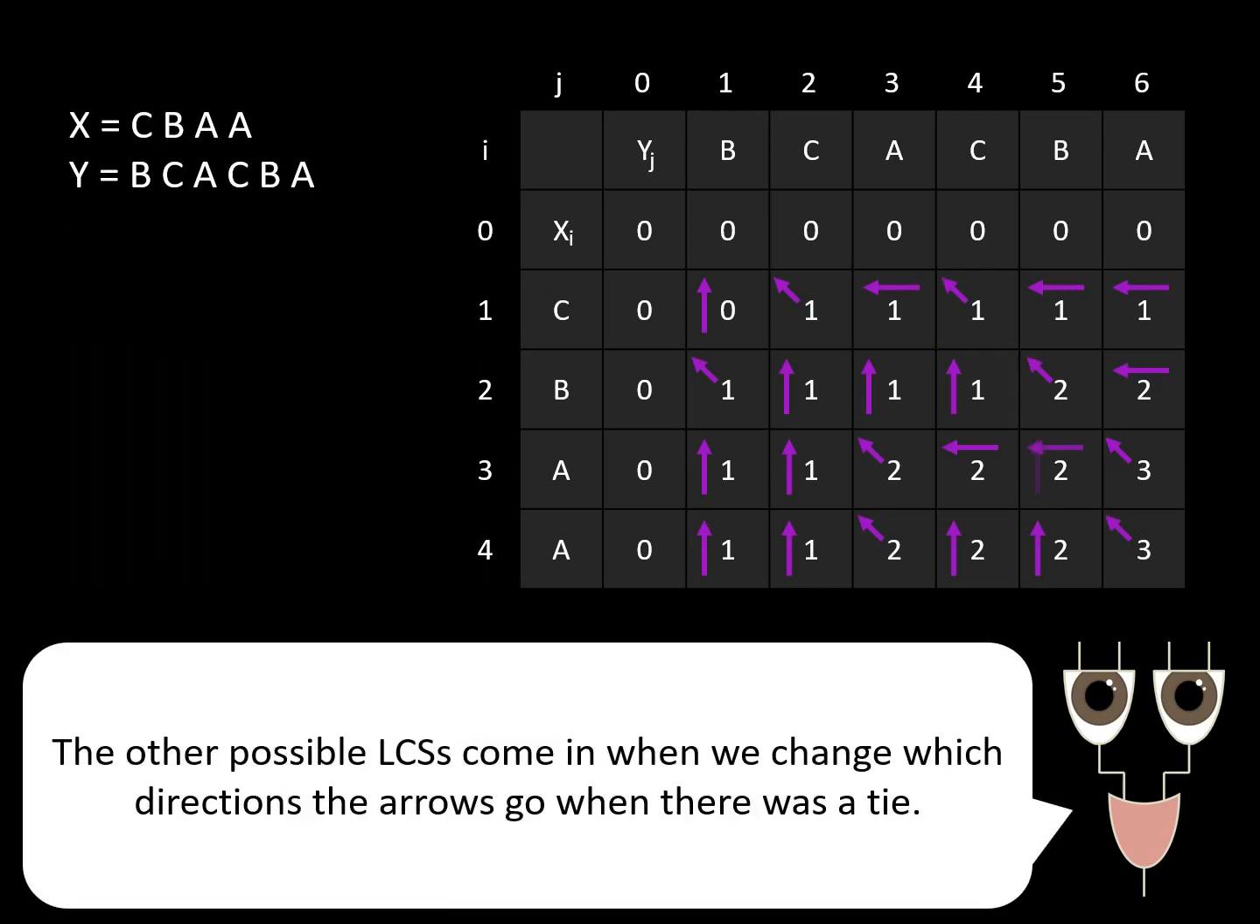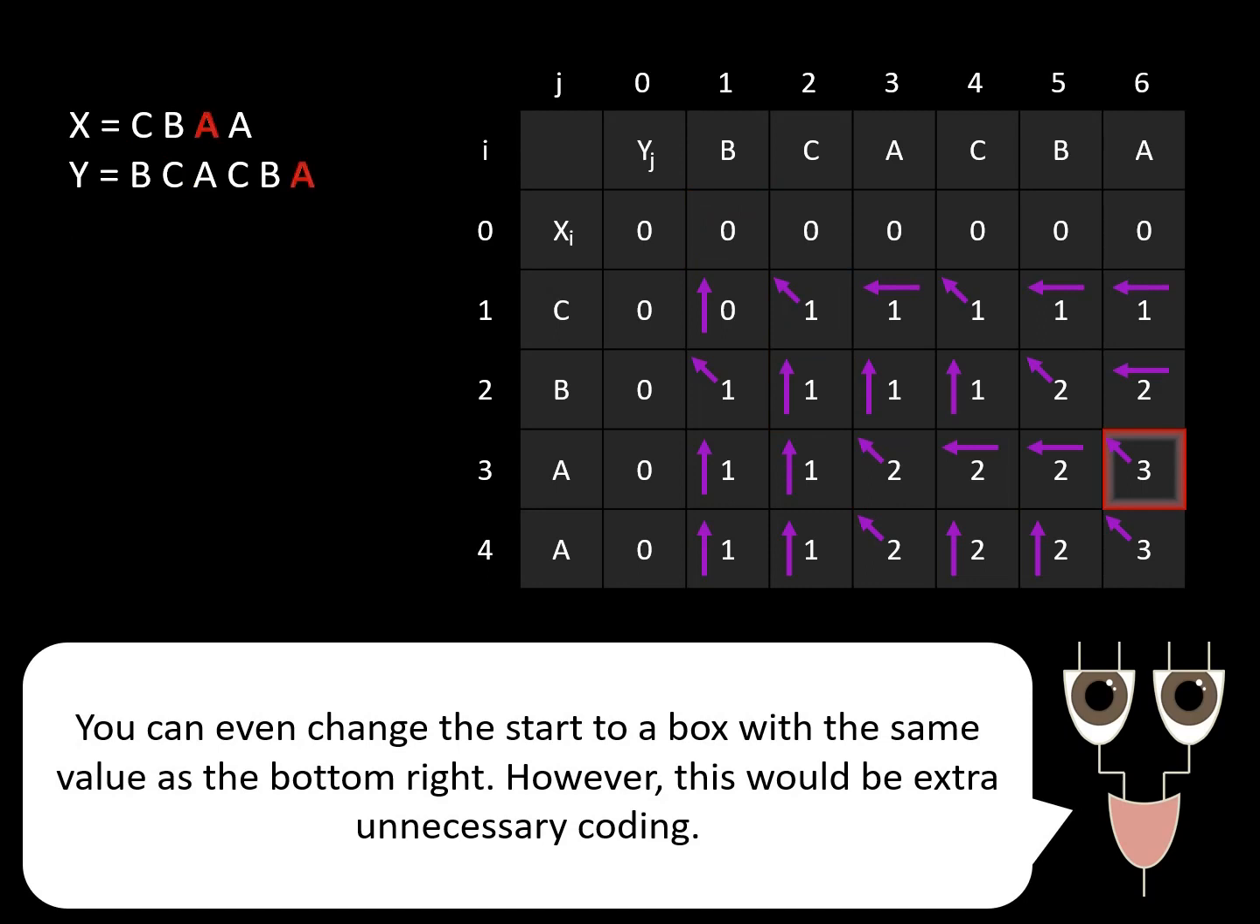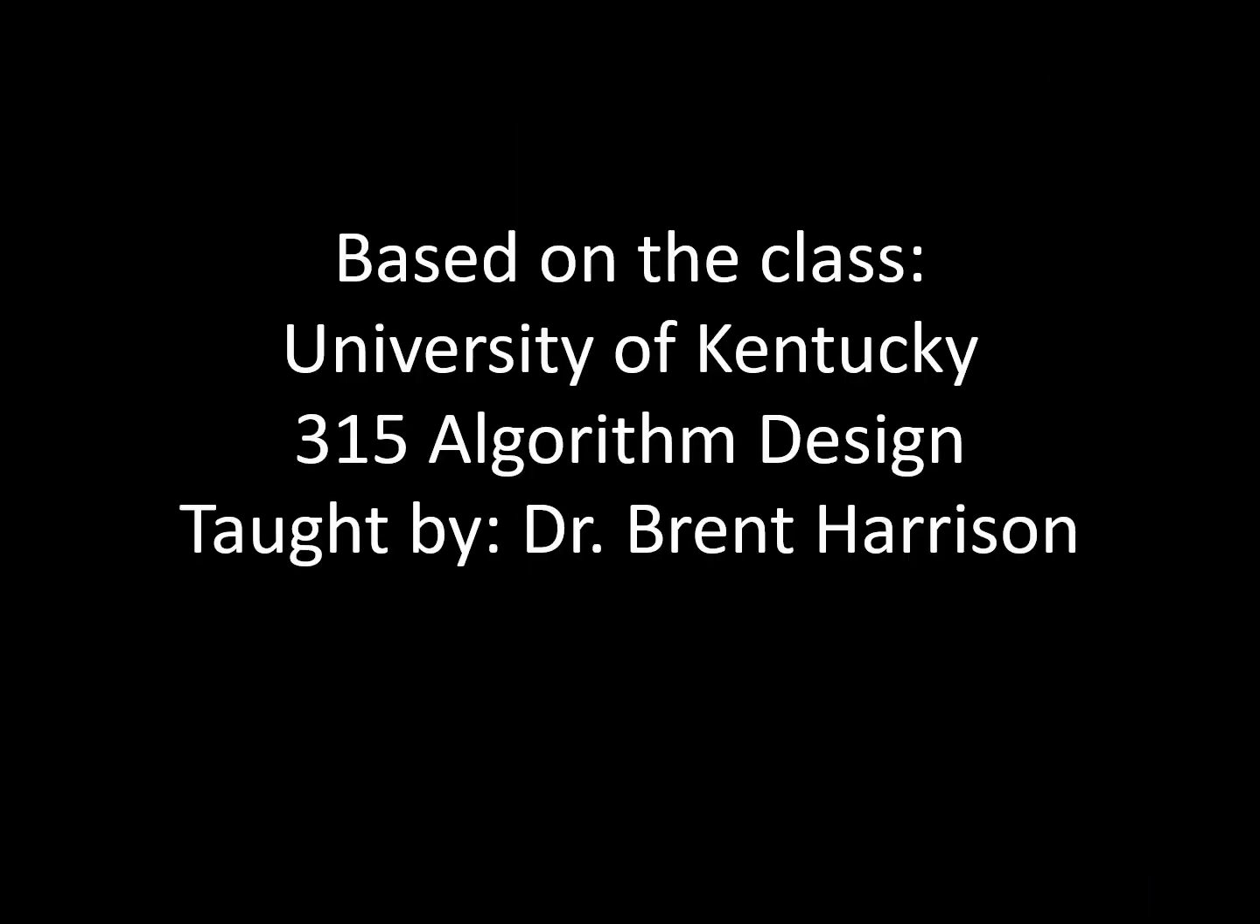The other possible LCSs come in when we change which directions the arrows go when there was a tie. You can even change the start to a box with the same value as the bottom right. However, this would be extra unnecessary coding.